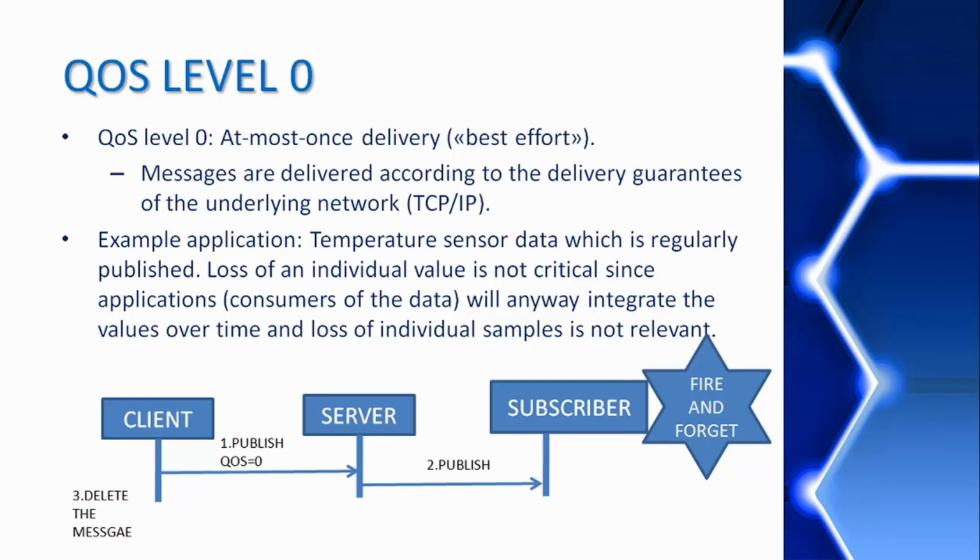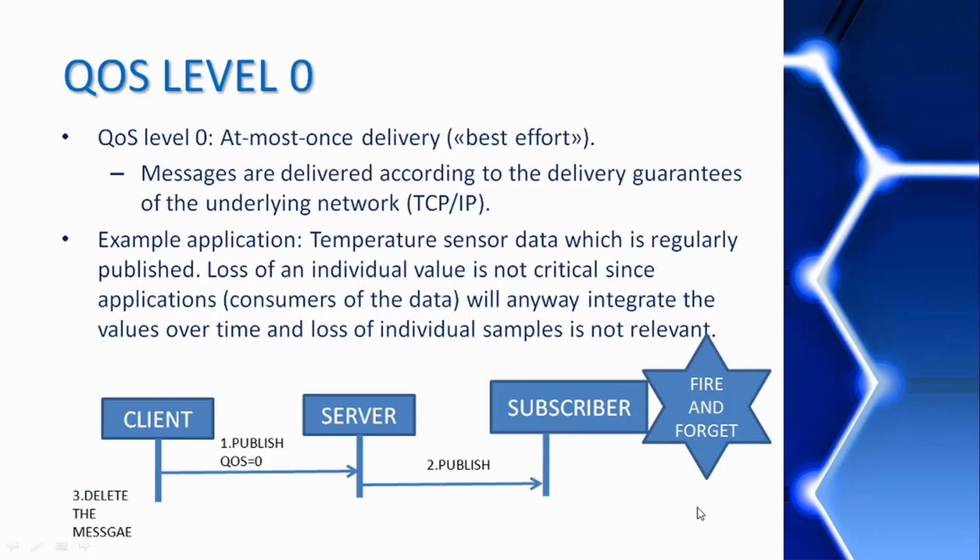To understand QoS level 0 more clearly, let's look at the message flow diagram. The client publishes the message to the server and the server publishes the message to the subscriber, and without any acknowledgement being received, the message is deleted by the client. So the assurance that the data is received by the subscriber is very low. That's why it is also termed as fire and forget.